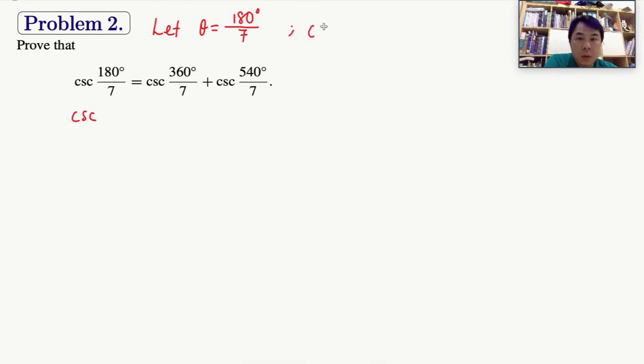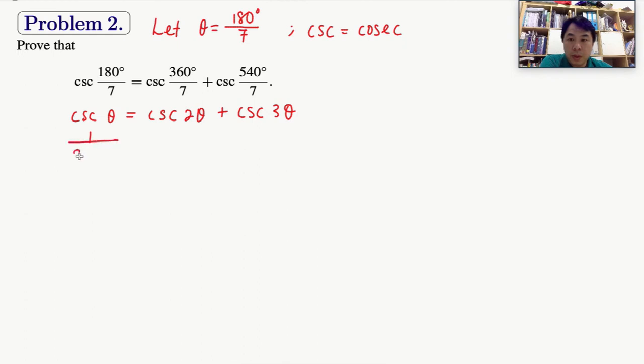Just let me write these notations so that we are clear what we are looking at. So this is actually cosecant. So we can write this as cosecant theta is equal to, just let me use the same notations here, cosecant 2 theta plus cosecant 3 theta. Now, if you are not very familiar with working with cosecant, we can convert everything to sine or cosine. But anyway, cosecant is the reciprocal of sine theta. So we will rewrite this as sine theta.